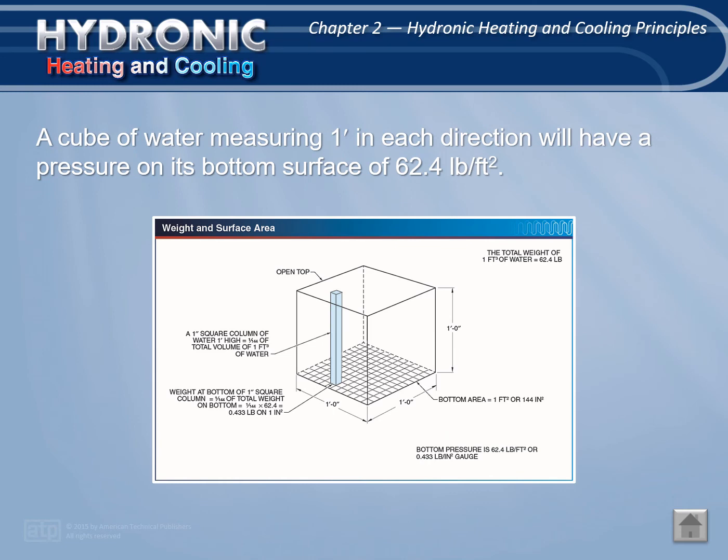Static head is expressed in units of length. For example, both 0.433 psi and 62.4 pounds per square foot are equal to 1 foot of head. Atmospheric pressure is the force exerted by the weight of the atmosphere on the Earth's surface. The standard pressure, due to the weight of air at sea level, is 14.69 pounds per square inch absolute. This is usually rounded to 14.7 psi.